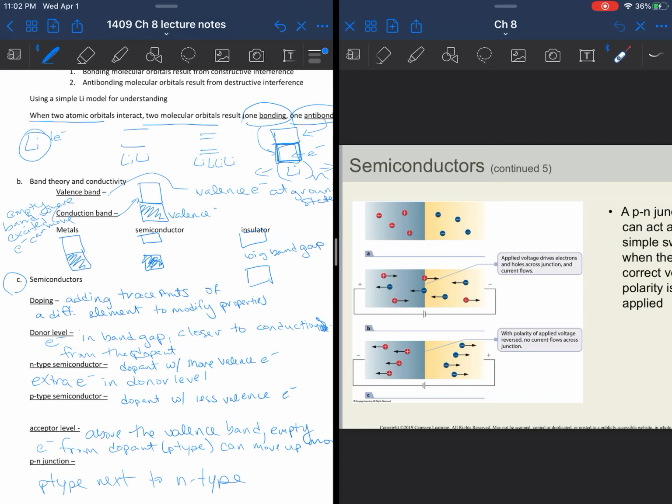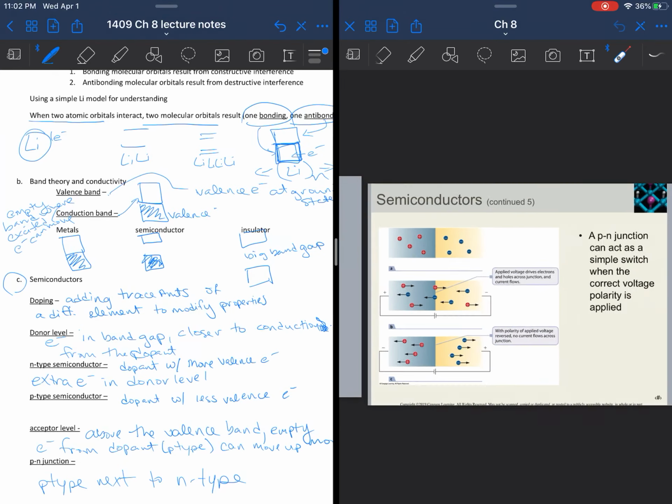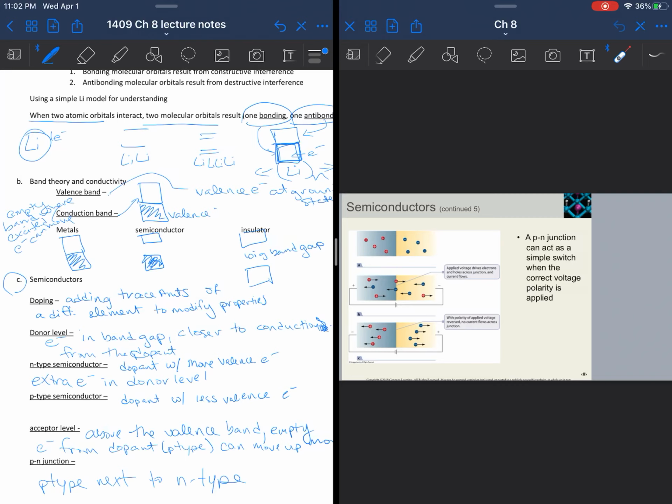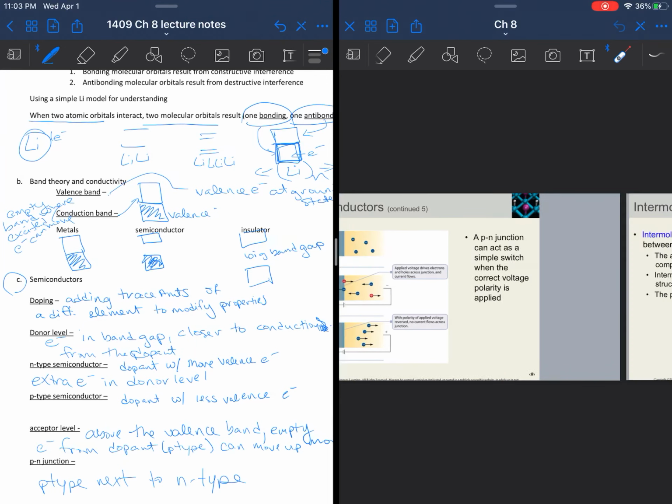Now, if you reverse the voltage, then you will get no electron flow, right? Because you're going to have this plus charge over here. That's going to pull all of your electrons away from that n-type. So a p-n junction is a cool way to implement a switch. And all you have to do is change the direction that the voltage is applied.